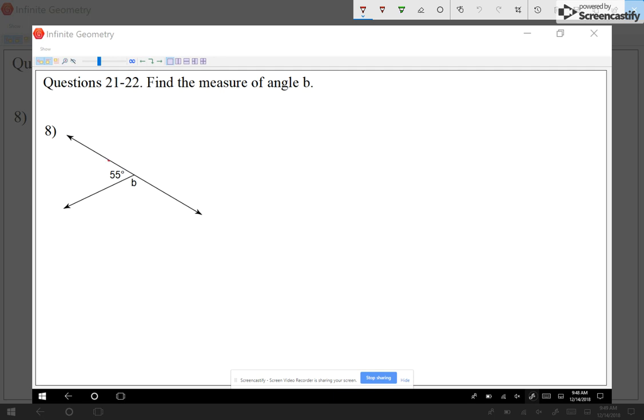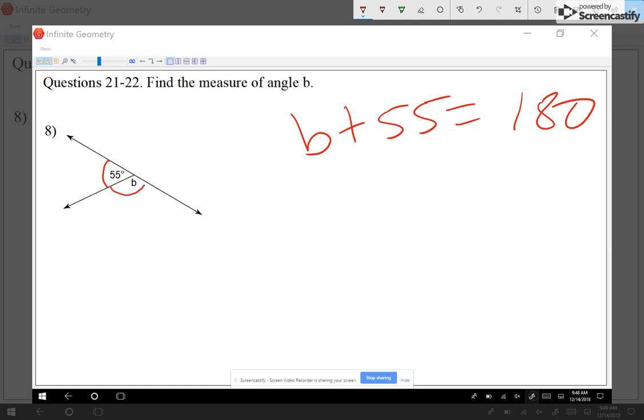So if I look at 55 degrees and I look at B, both angles are on the side of a line, which kind of looks like half of a circle. I'm just going to add them up. B plus 55 equals 180. You notice it's half of a circle. So let me subtract 55 from each side. B in this case is 125. All right. Once again, I know we did it yesterday, but homework from today starts with that question.